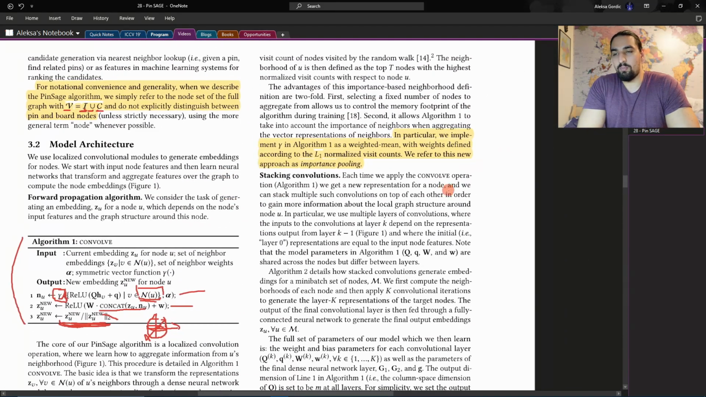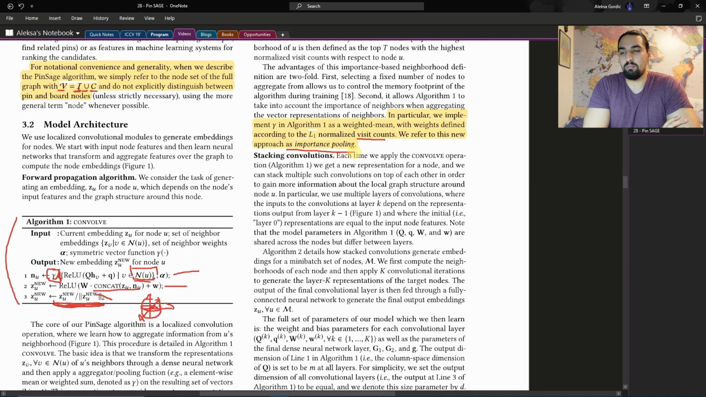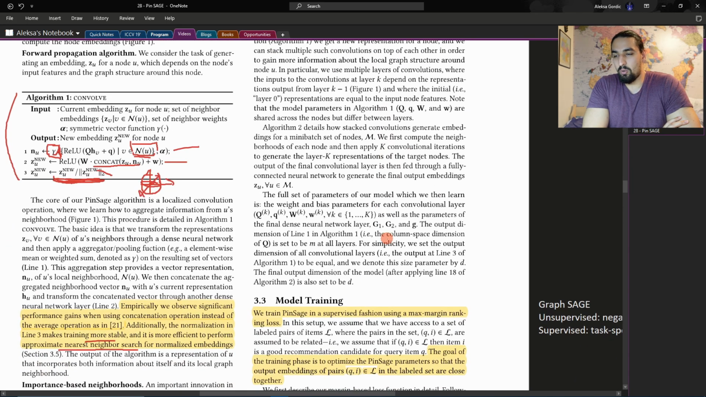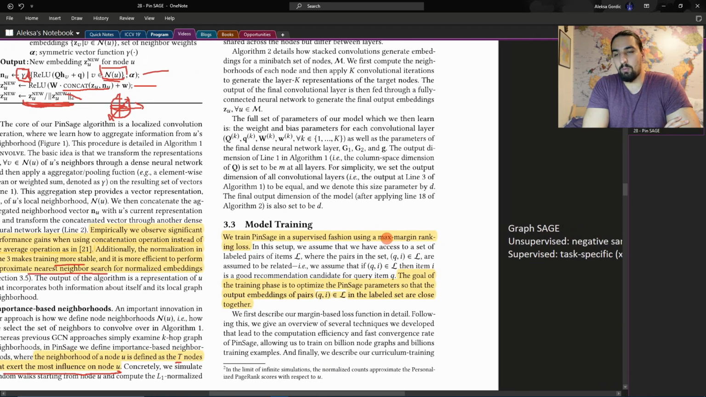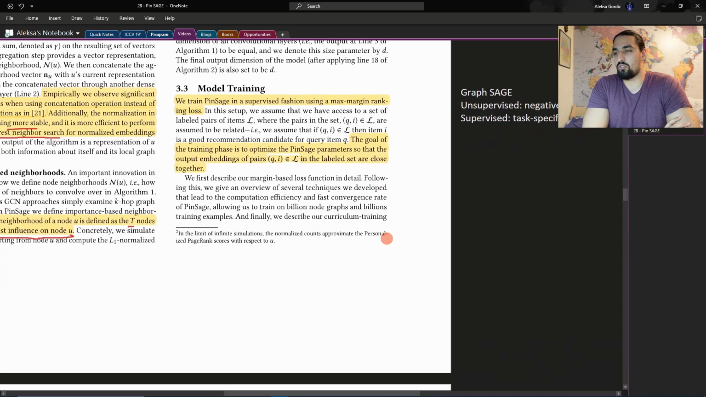And again, about the importance pooling, we implemented gamma as a weighted mean with weights defined according to the L1 normalized visit counts, which is the thing I just explained. And they refer to this as importance pooling. So those are the main innovations they had. But there are some more things that I want to cover. So let's just continue with model training.